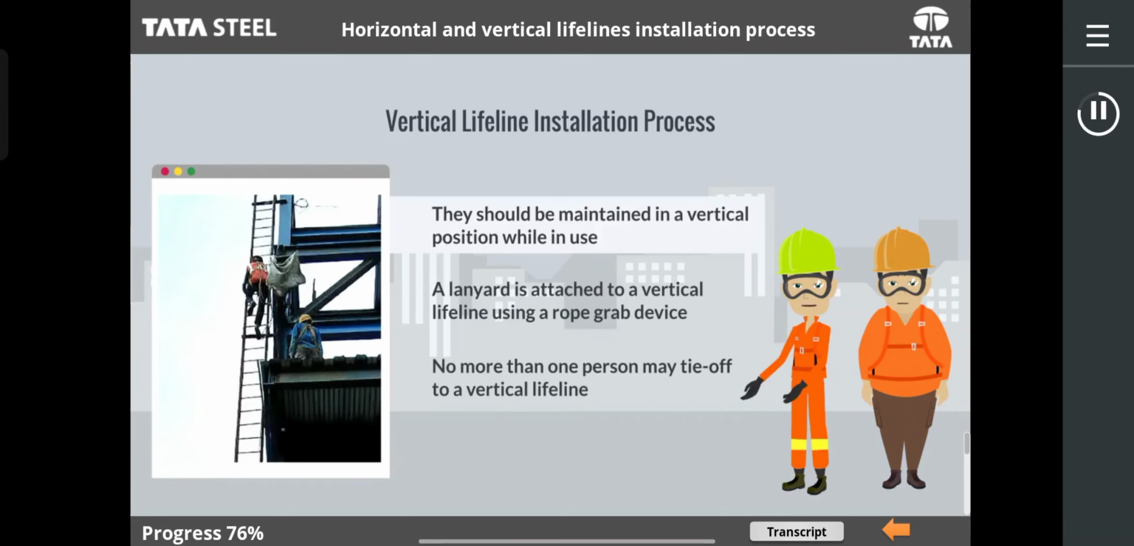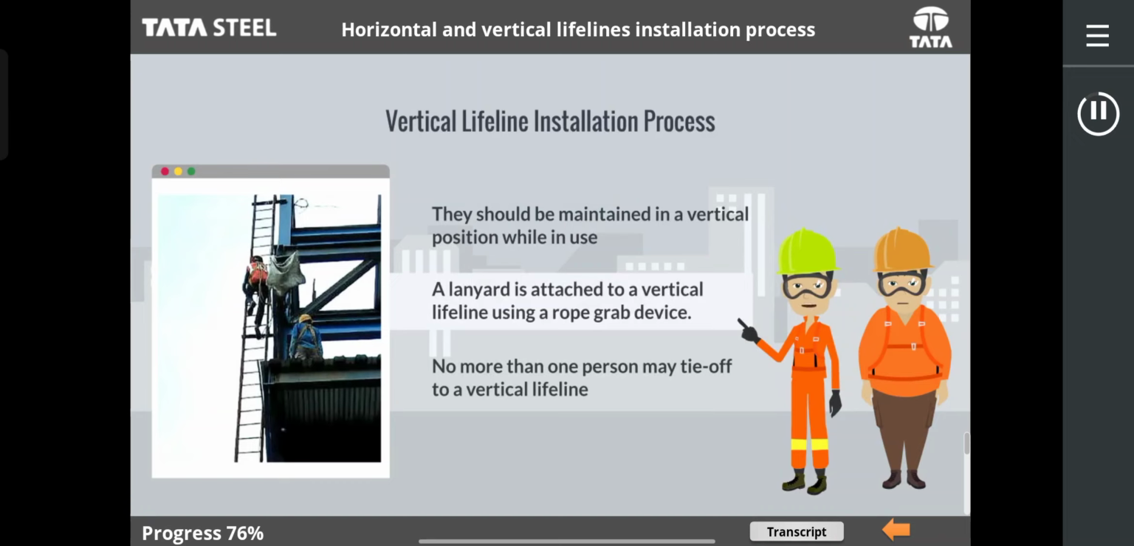Vertical lifelines extend from an overhead independent anchorage. They should be maintained in a vertical position while in use. A lanyard is attached to a vertical lifeline using a rope grab device. No more than one person may tie off to a vertical lifeline.